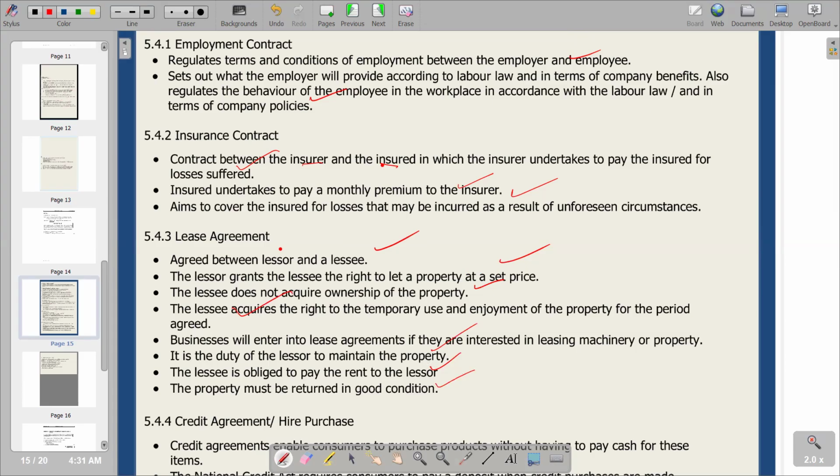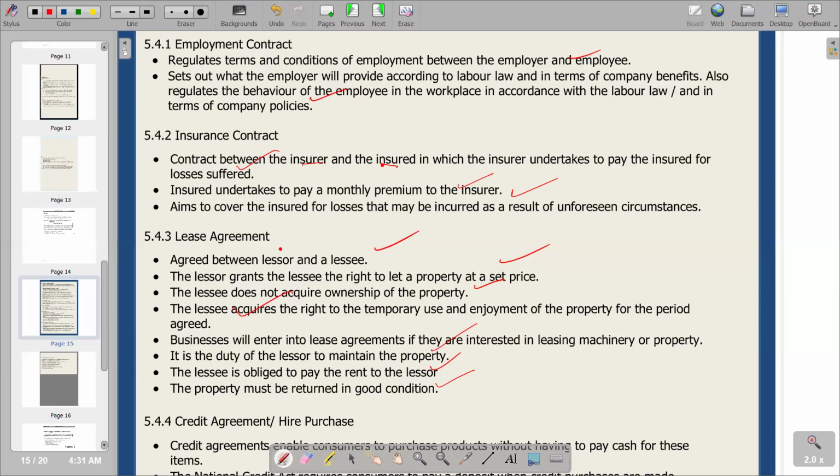Very important. Before you leave, be it a building that you are occupying, you should leave it in the condition that you arrived. Any damage obviously is going to attract some cost for you. So this is exactly what we have in the explanation that the property must be retained in good condition.